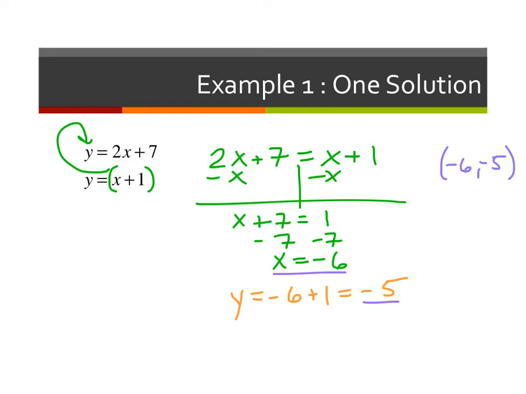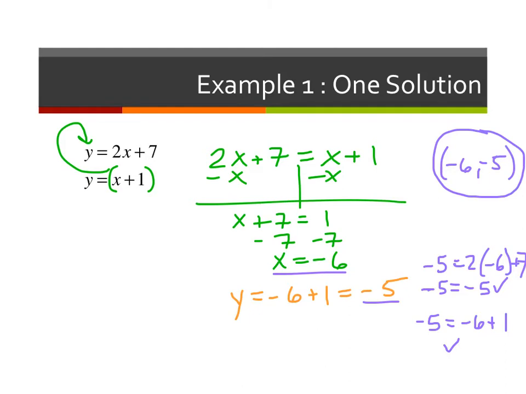And then I'll go ahead and check it. So does negative 5 equal 2 times negative 6 plus 7? I kind of ran out of space there on the side. Well, that's negative 12 plus 7, which is indeed negative 5. So I know that one's right. Take my other equation. Is negative 5 for y equal to negative 6 for x plus 1? Yes, that's also equal. I checked my solution, and I got my answer.